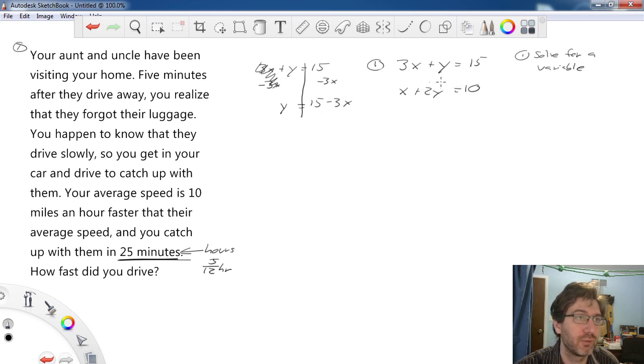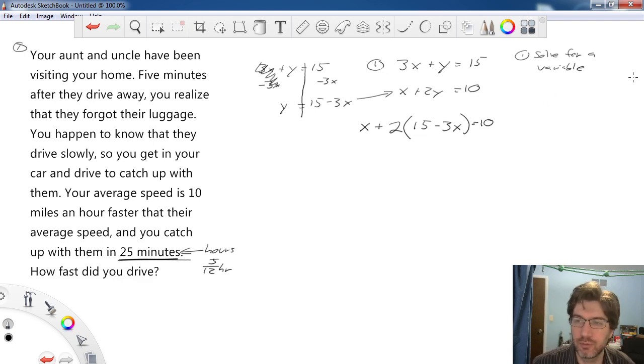So I will plug it into this equation here, because I have a y here. So this will read x from this equation, plus 2 from this equation, then in parentheses, because instead of writing y here, I'm going to write 15 minus 3x. Then I'm going to close my parentheses. This whole thing is being multiplied by 2. And then that's going to equal 10.